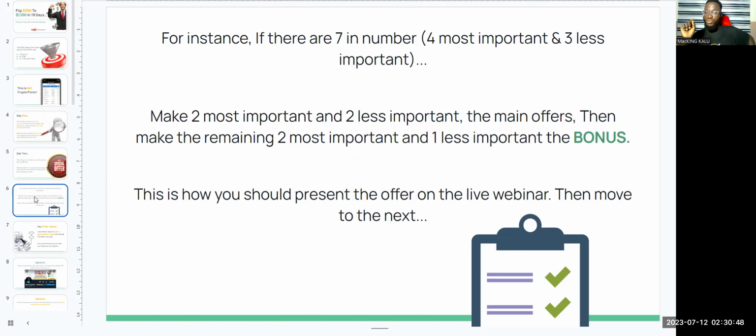But this is the trick you are playing on your audience's mind. When you make your offer, pick one from two most important, pick one from two less important. Now, this is what you are getting them. You are putting them in the mood of contemplation. Should I buy this offer? Should I not buy this offer?